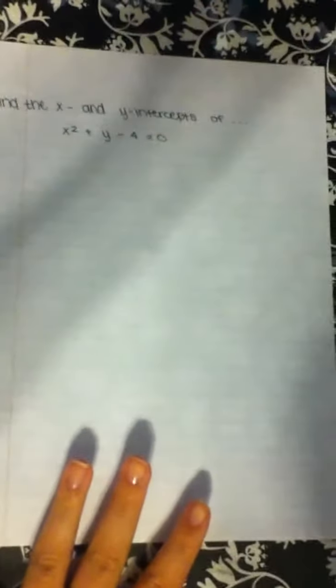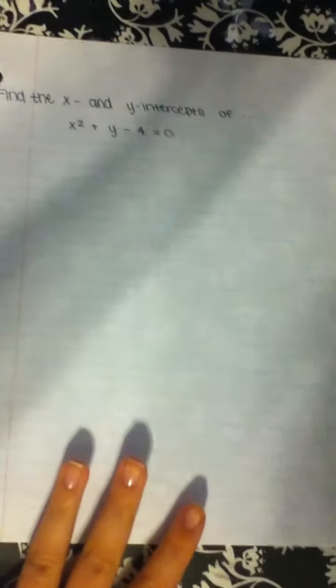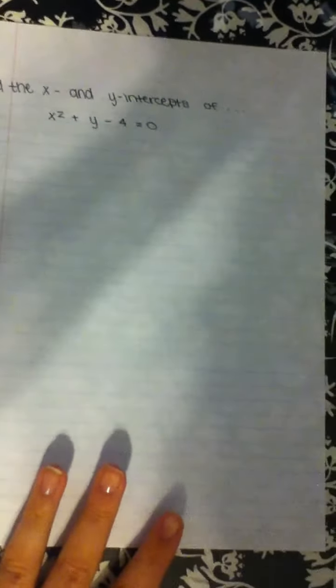The problem that I got was number 9: find the x and the y-intercepts of x squared plus y minus 4 equals 0. So to begin, x and y-intercepts, I will draw a graph.